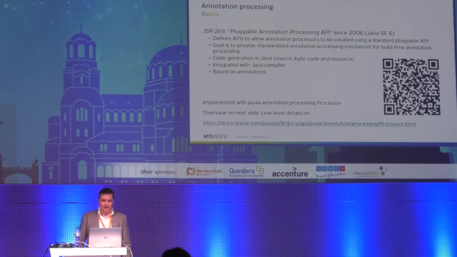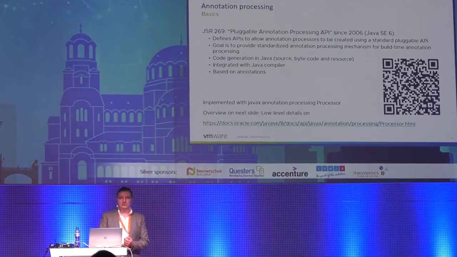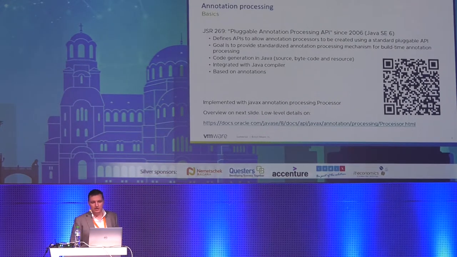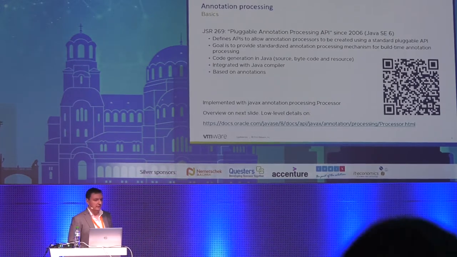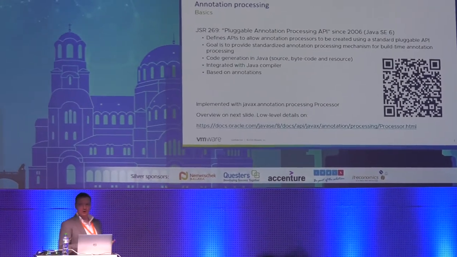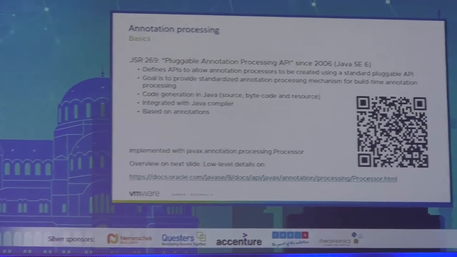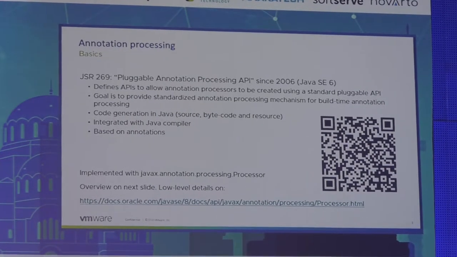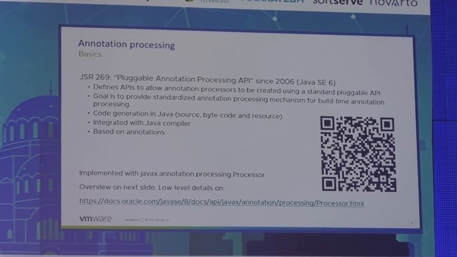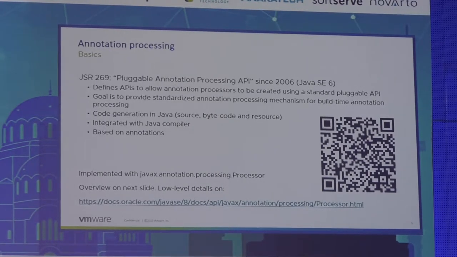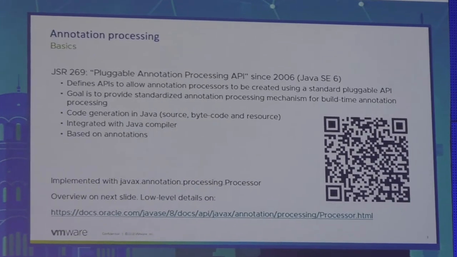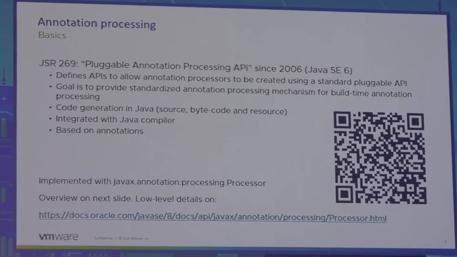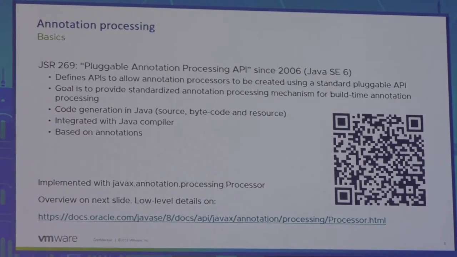So annotation processing has been around for quite a long time. It was standardized in Java 6, which was in 2006. And the goal was to define a pluggable mechanism to have a build-time annotation processing, which can generate code, being a resource, a bytecode, or some new sources. And that needs to happen on compile level, not at runtime.